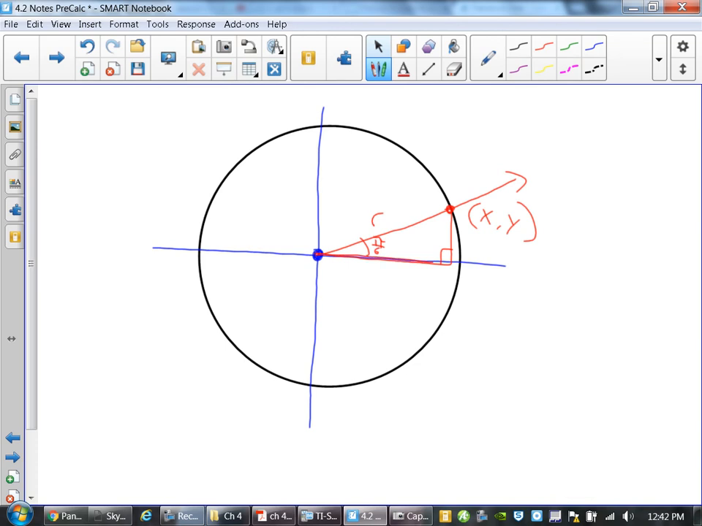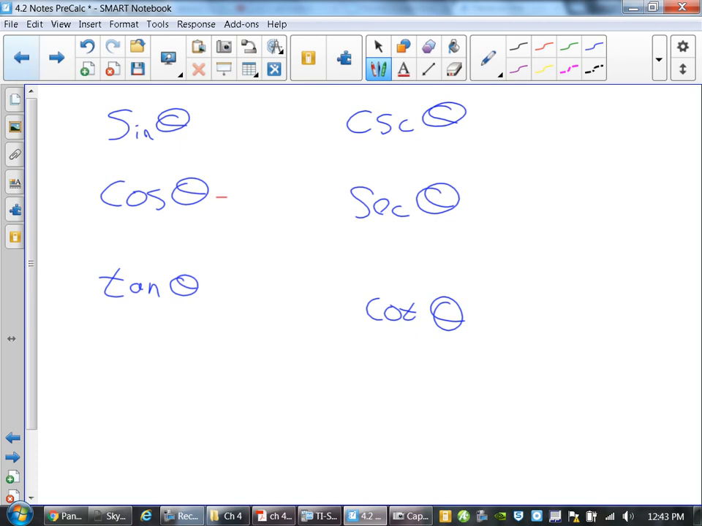The adjacent value here, isn't that the x coordinate, the horizontal part? So the cosine is x over r. The sine value is the opposite over r. The tangent would be opposite over adjacent, or y over x. You guys remember that from last year? It's the same basic principle. We know that the cosine is x over r, adjacent over hypotenuse. Meaning sine was y over r. Tangent was the opposite over adjacent, y over x.